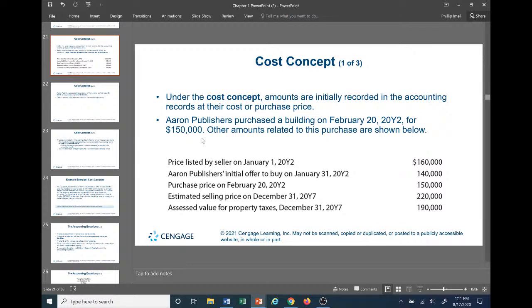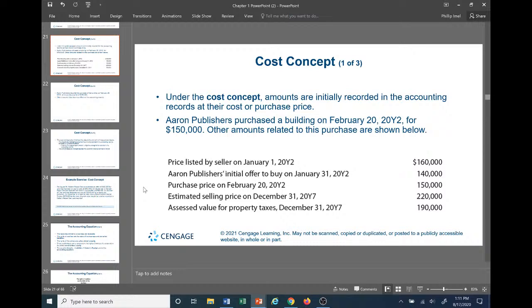Recall this pertinent date, February 20th, 2002. They purchased it for $150,000. Here is other information tied to it. The price listed by the seller on January 1, 2002 was $160,000. Aaron Publishers' initial offer to buy on January 31st was $140,000. The effective purchase price, the amount they actually purchased the building for on February 20th, was $150,000. The estimated selling price on December 31st, 2007 was $220,000.